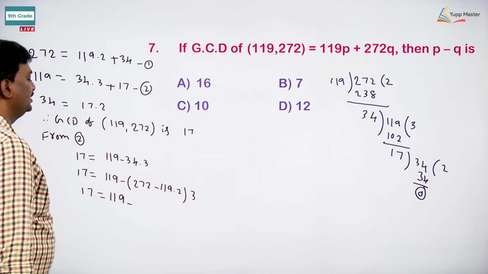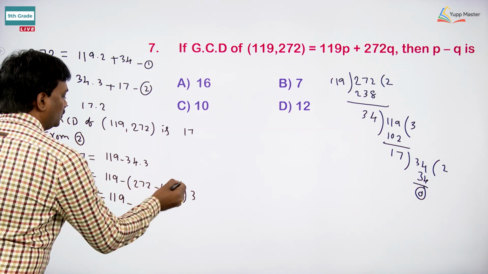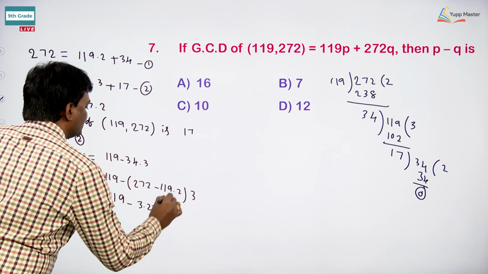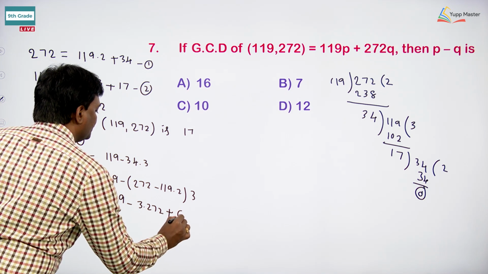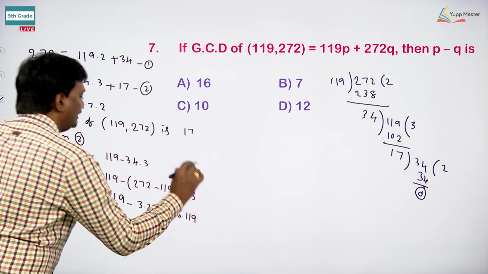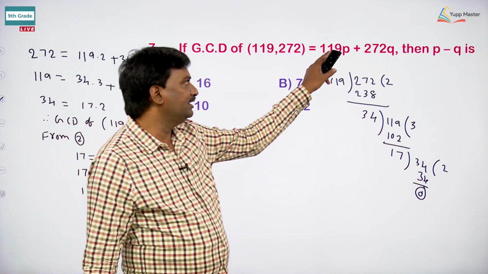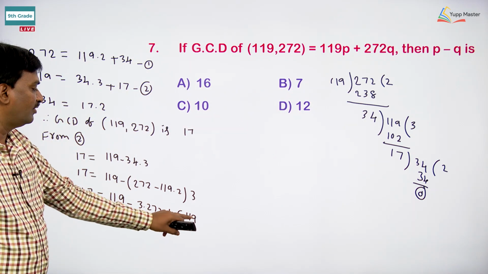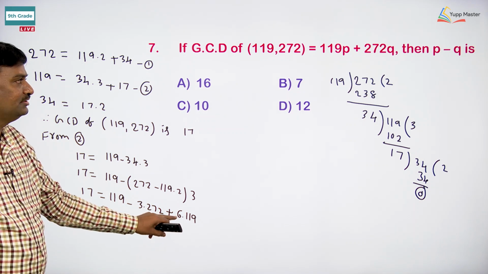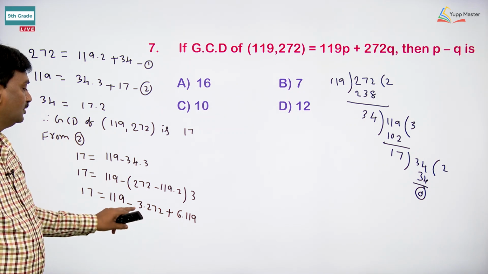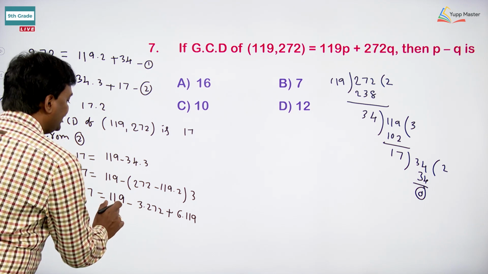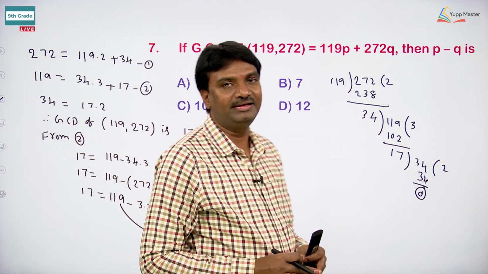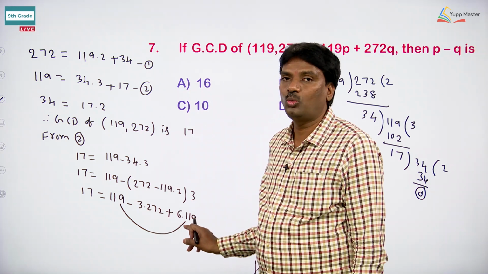119 minus 3 into 272. That is 3 into 272 minus of minus plus 3 into 2, just 6 into 119. But by observing here, in the RHS we have 119P plus 272Q. So for 119P we can take P as 6, plus 272Q. So here 119 is there, and here 6 into 119 is there. First term is 119, last term is 6 into 119.